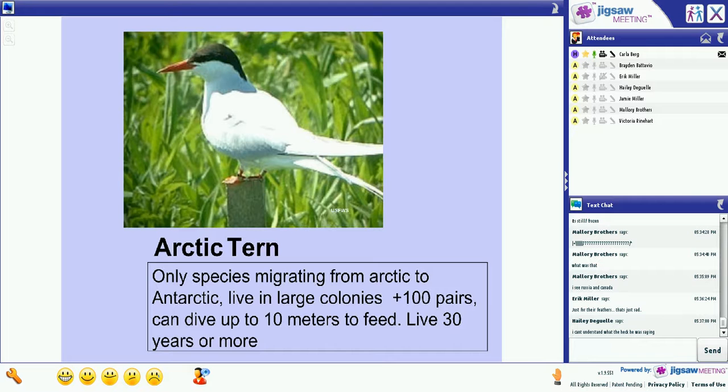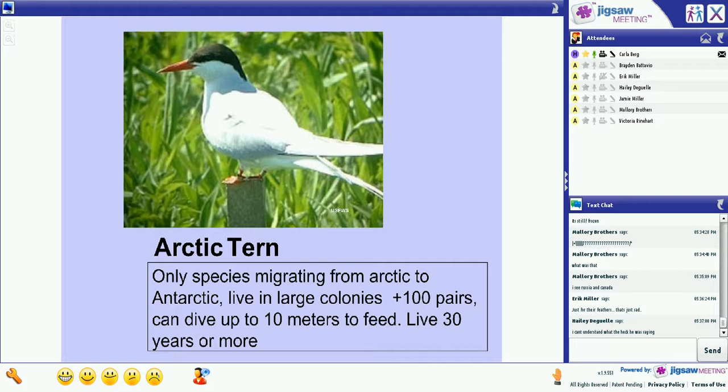Thank you very much. Now, there's a big word in here, and it says they're the only species to migrate from the Arctic to the Antarctic. We talked about migrating when we talked about whales. Does anyone remember what migrate means, or migrating? Mallory, go ahead. What does migrating mean? Moving to another place and then back. Very good. Moving somewhere or another place and then back.